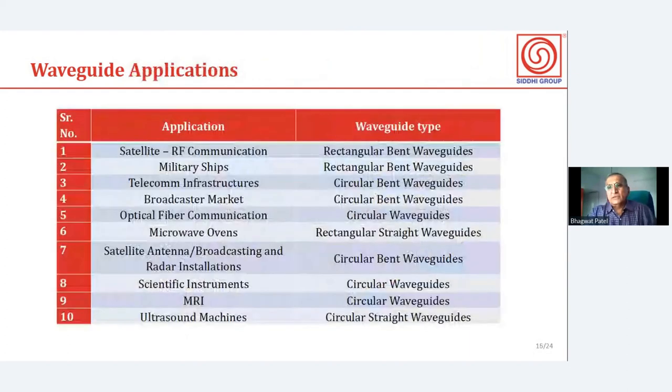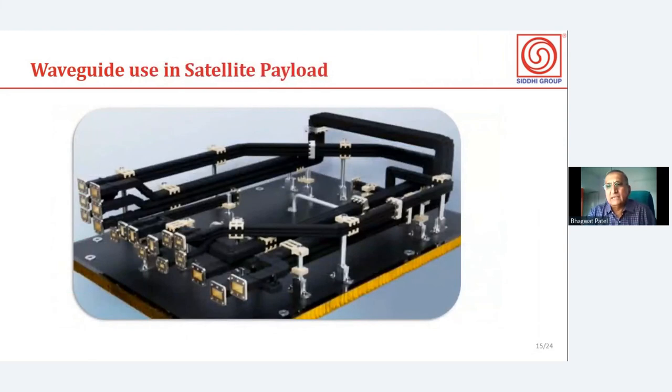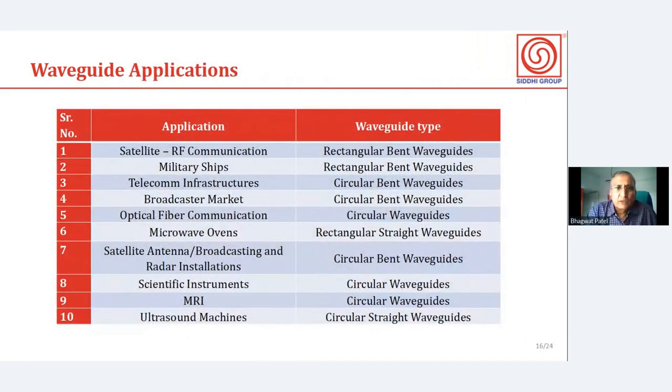In bending also, we have two types of bend: one is E-bend and another is H-bend. E-bend, we call it easy bend, where the width is being bent, and H-bend is hard bend, a little more difficult, because it is bending in the direction of the height. But with the help of the Space Application Center technology, we have developed the capability of both E-bend as well as H-bend. So I tried to explain the peculiar applications and the different types of waveguides we are manufacturing.